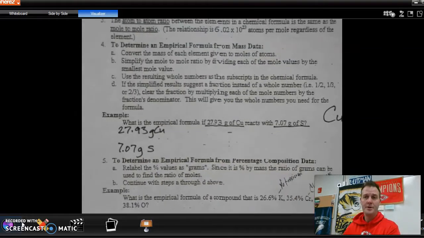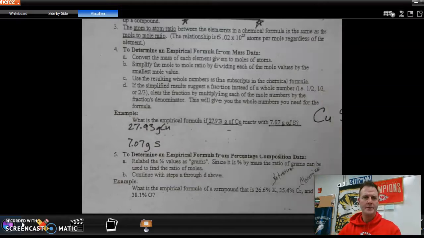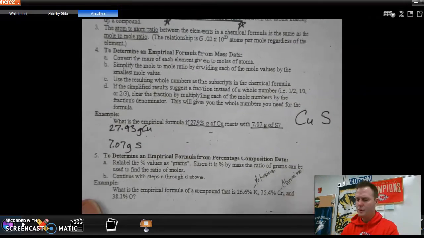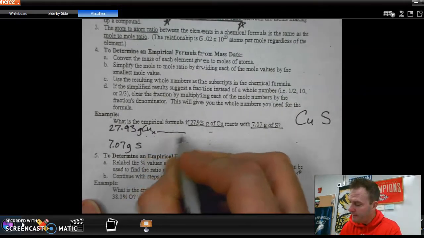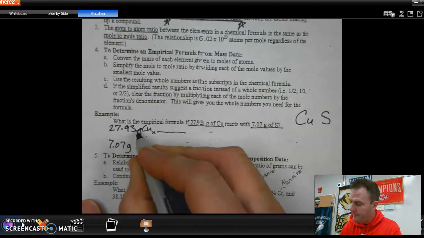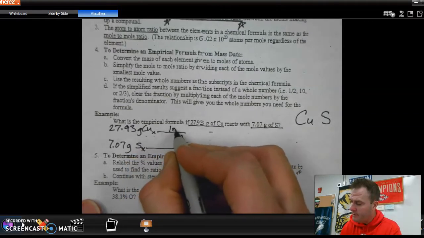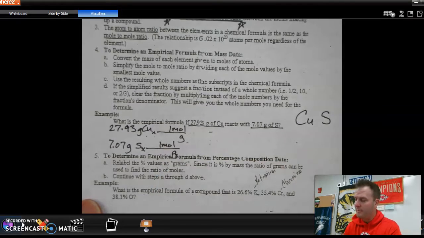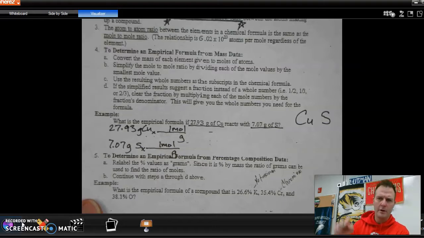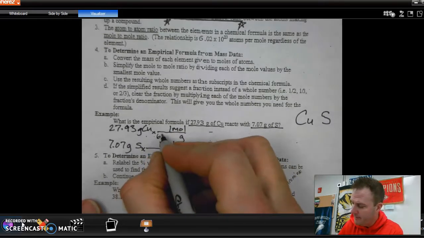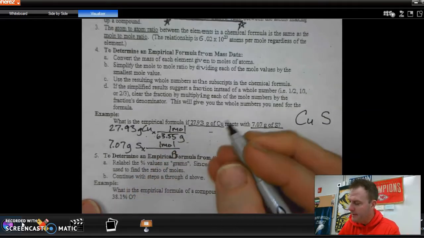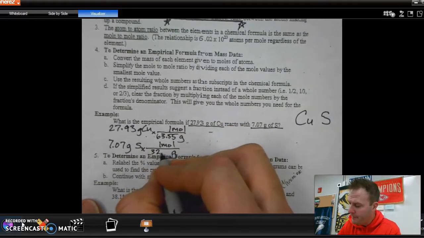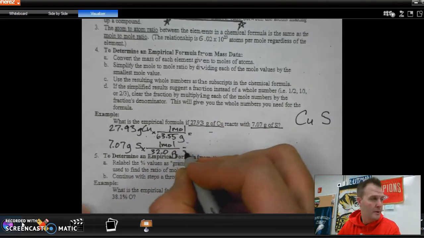Okay, so just like we have been doing all along, convert this to moles. Both of them. So if you have grams here, you have to have grams, and that always equals a mole. So grams here, that always equals a mole. So the mass of copper, if you look up on the periodic table, 63.55 grams. And then sulfur is 32 grams.